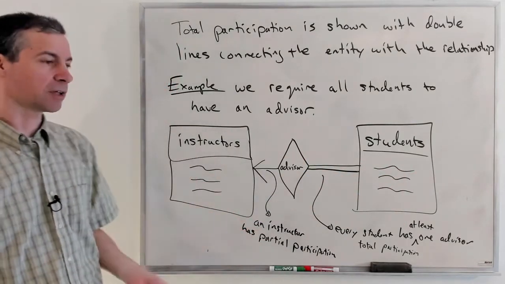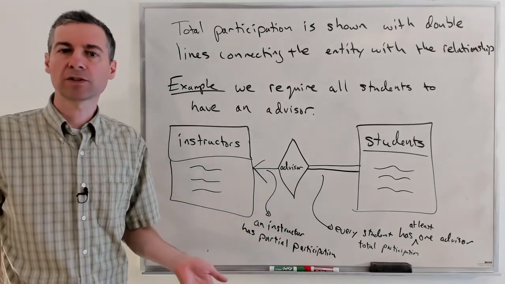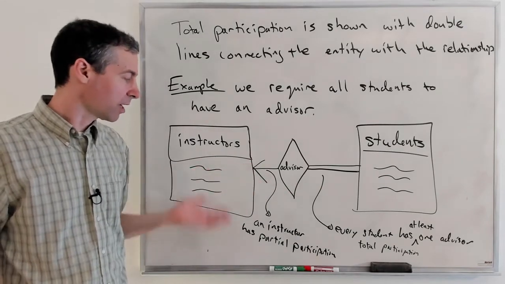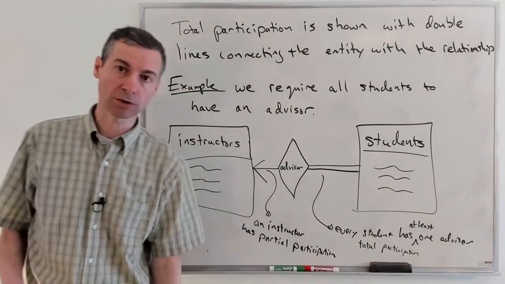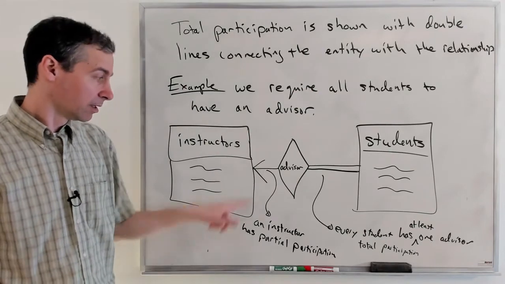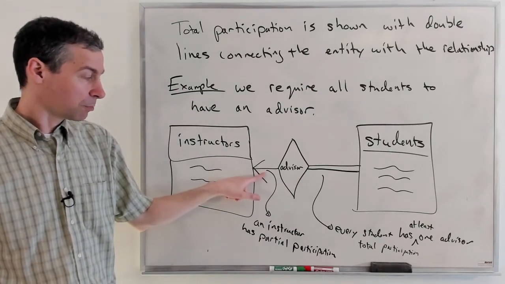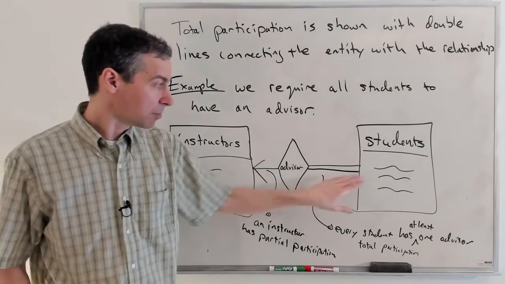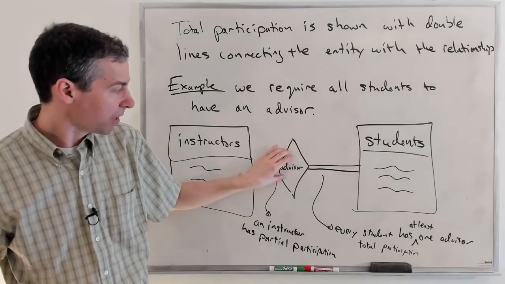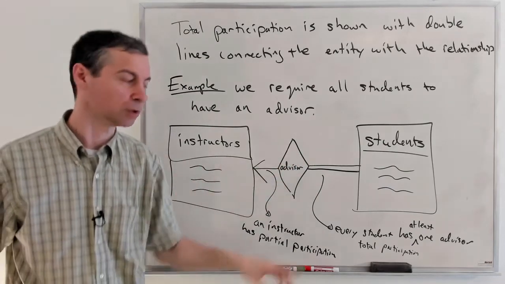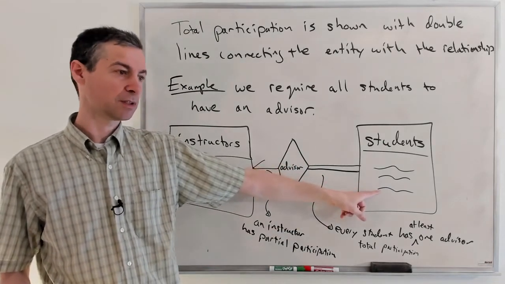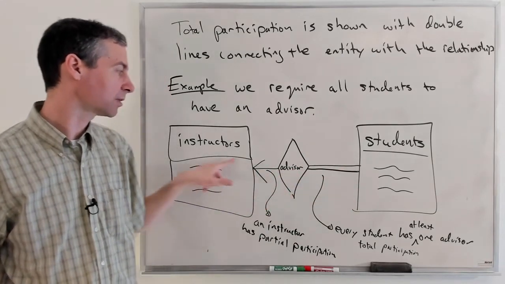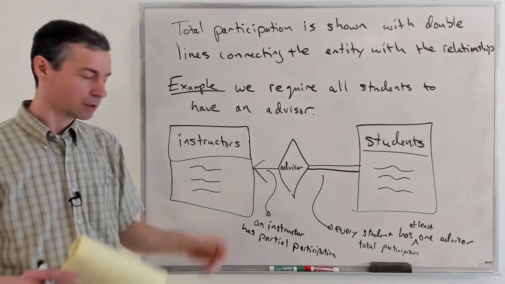So absolutely, we could have some instructor who has no advising duties. They're not required to advise any students. And so that instructor is not matched with any rows over in the student's entity set. So a single line is partial participation in the relationship between the entity and the relationship. A double line means the entity's participation in the relationship is total. Every row in this entity set must participate in this relationship. So we have to have at least one match over here. All right.